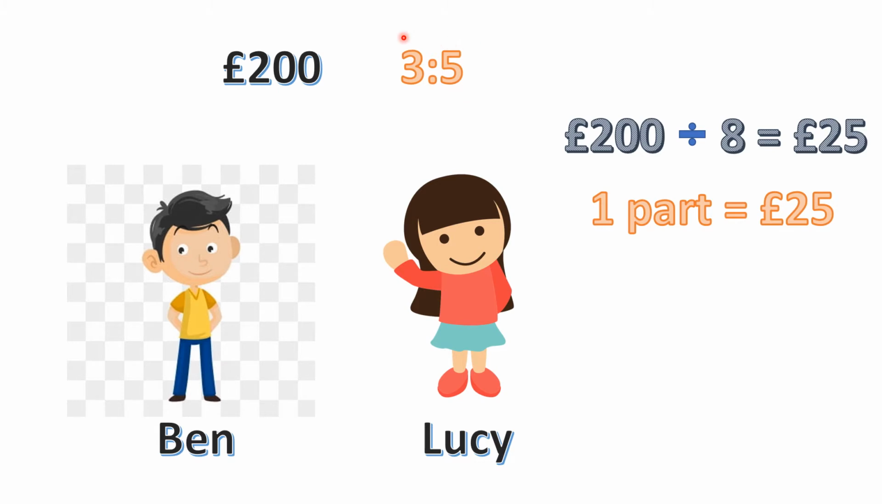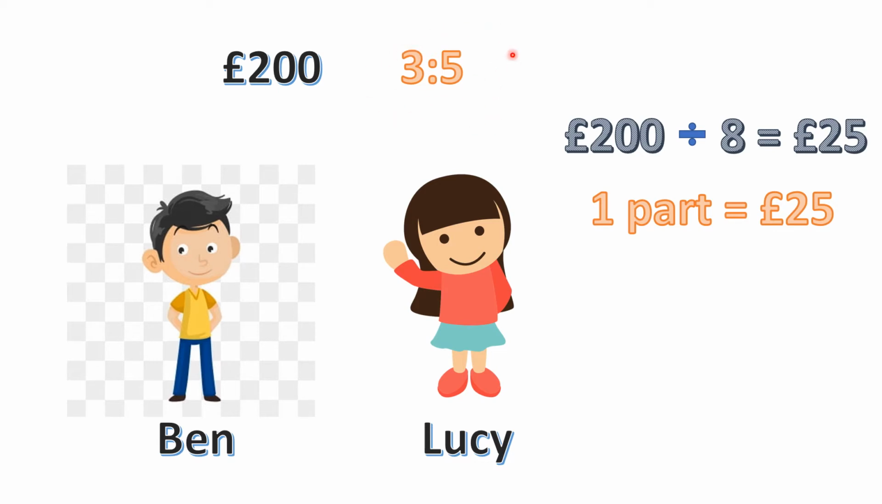Now, it's really important that you understand what this actually means. What does the 3 mean and what does the 5 mean? The 3 means that there are 3 parts here, and the 5 means that there are 5 parts. So altogether, how many parts are there? Well done. There are 8 parts because 3 parts add 5 parts equals 8 parts.